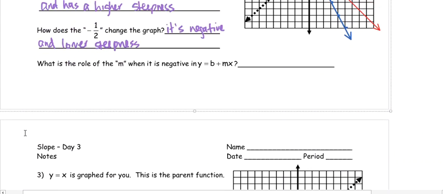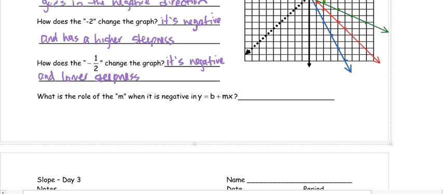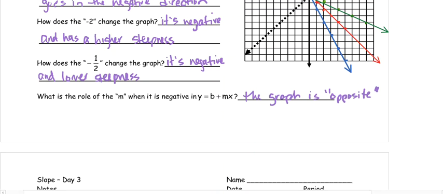What is the role of m when it's negative? The graph is going to go in a negative direction. The graph is going to be opposite. It's breaking up the symmetry the other way. I mean, your wording and what I'm saying are two completely different things, but it's opposite. One is going the other way.